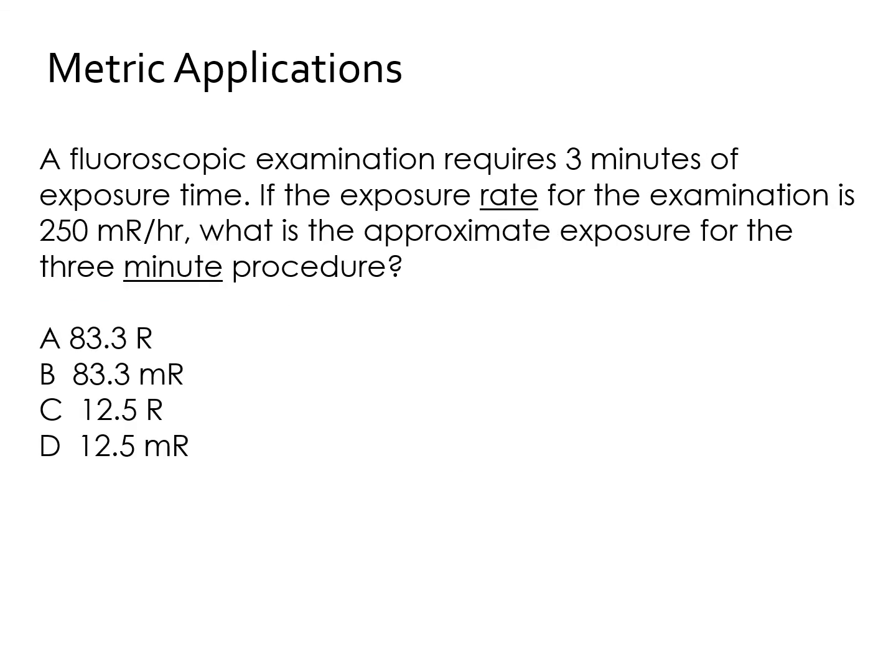Okay, next one, a fluoroscope examination requires 3 minutes of exposure time. So I'm going to underline things, 3 minutes. If the exposure rate is 250 milli-R per hour, what is the approximate exposure for the 3-minute procedure? So again, this is a rate, milli-R's per hour. So I'm going to be multiplying this rate by the total number of hours. But what do I have? There's 3 minutes. So first, convert minutes into hours, and then multiply. So pause the video and try that one.